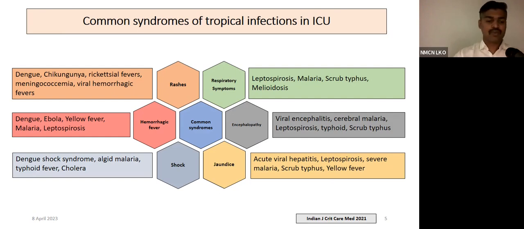If it is a hemorrhagic fever, it can be dengue, Ebola, yellow fever, malaria, or leptospira. And if the patient presents with fever and rashes, it can be dengue, chikungunya, rickettsial fever, meningococcemia, or viral hemorrhagic fever.